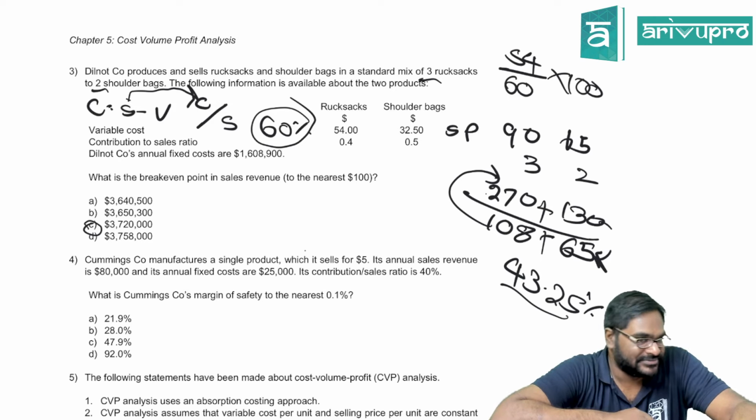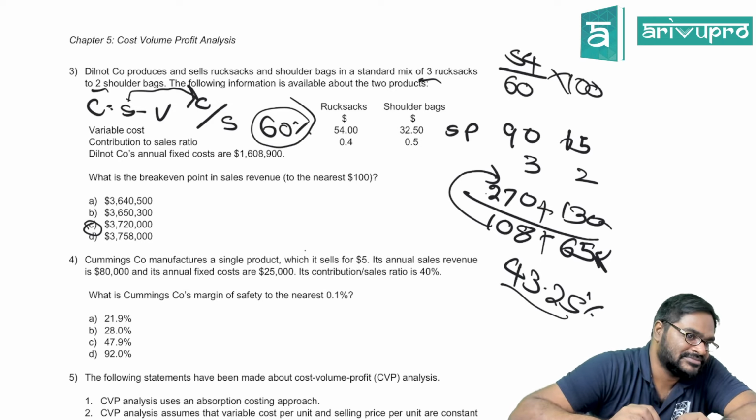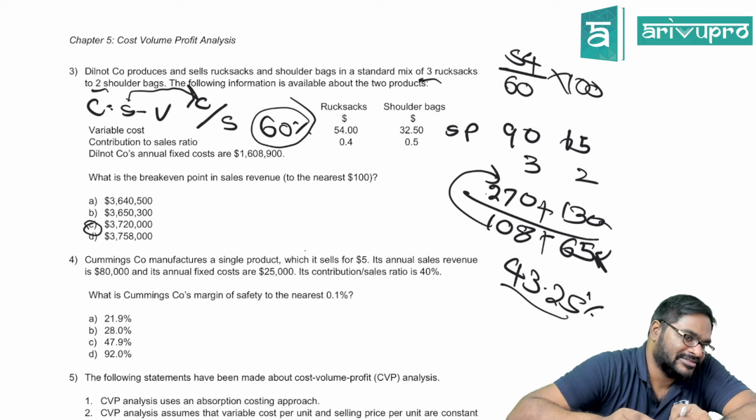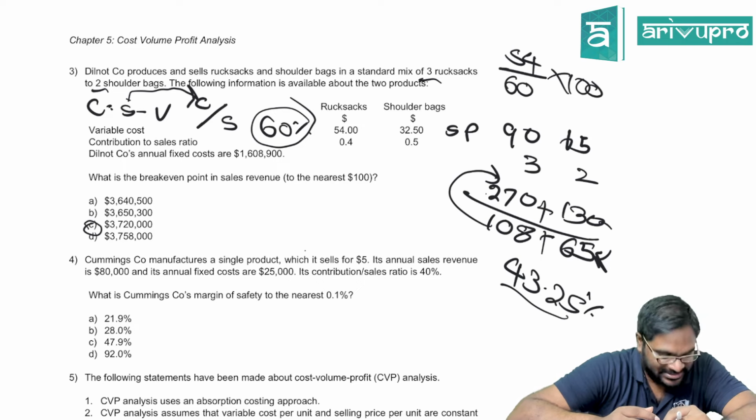Great. So fixed cost divided by weighted average contribution ratio is break-even revenue. So the thing is break-even revenue into contribution ratio will come to fixed cost. Yes, other way around.